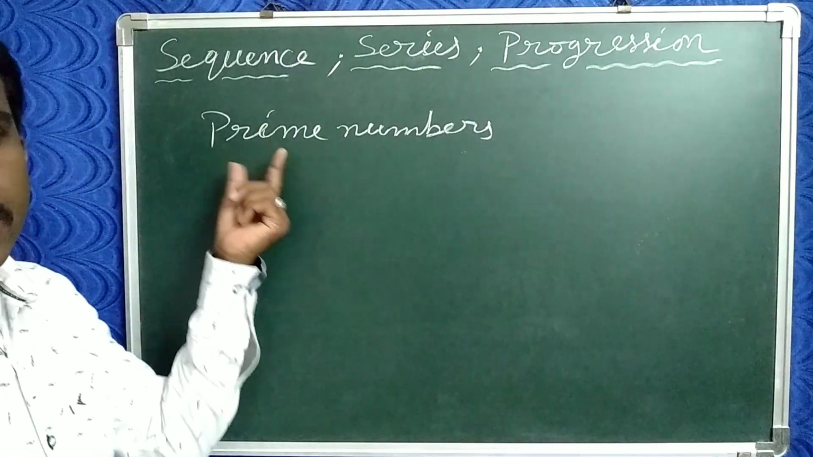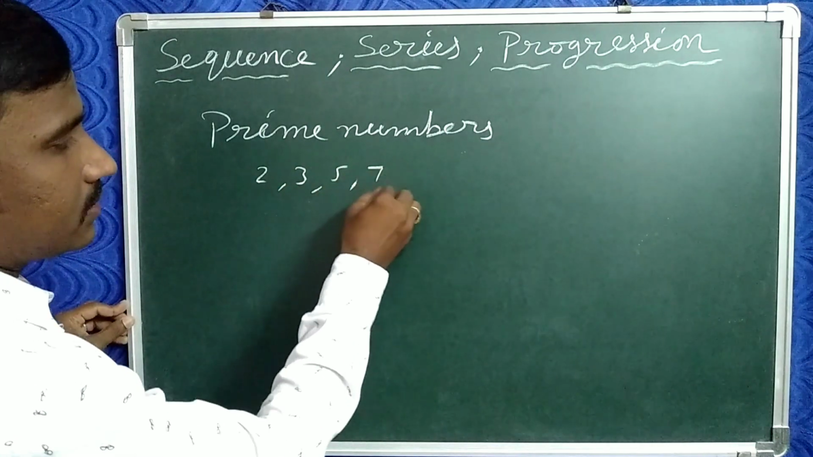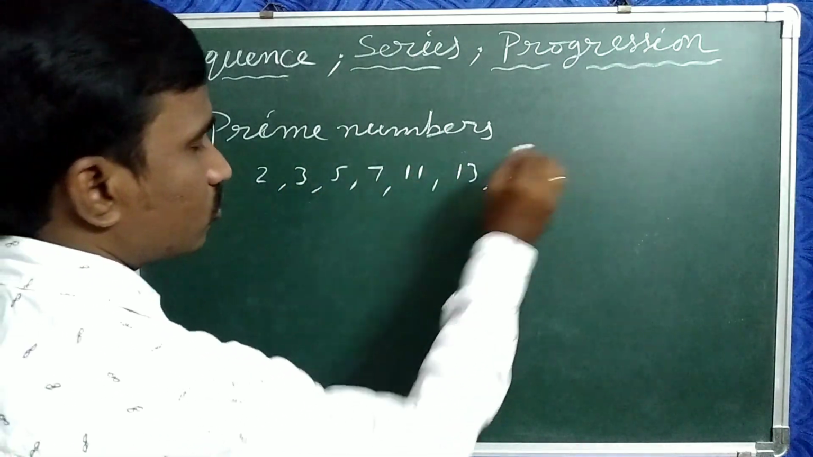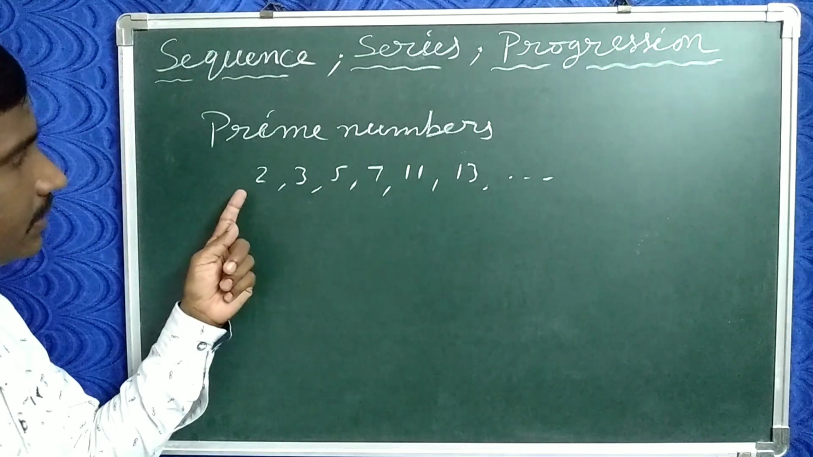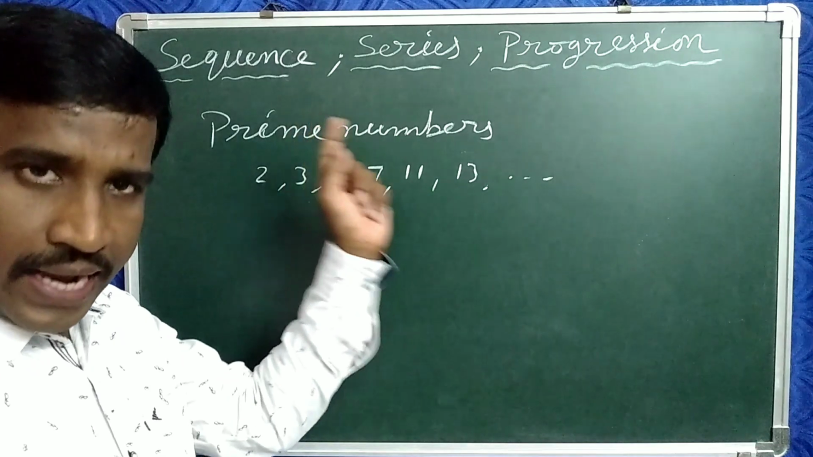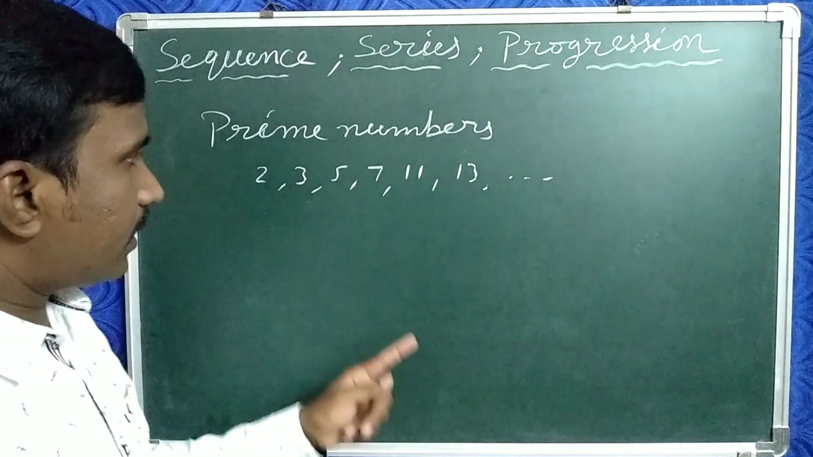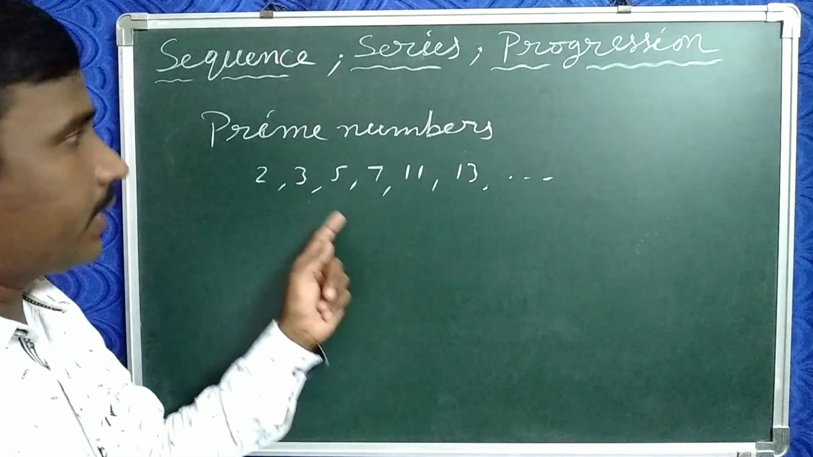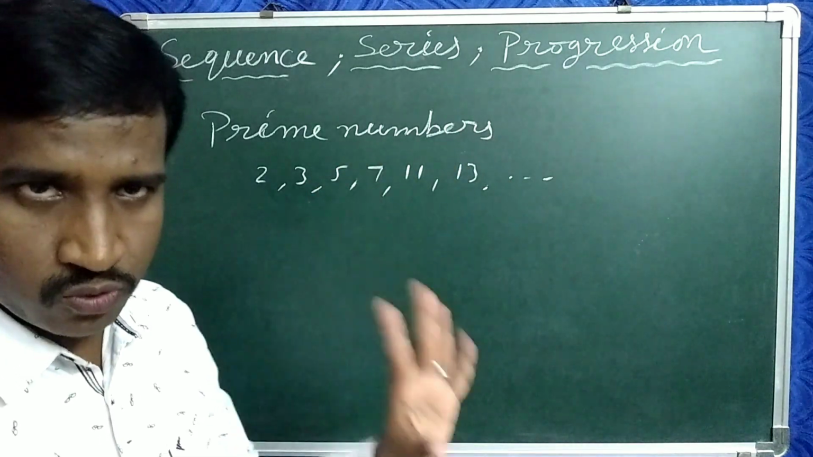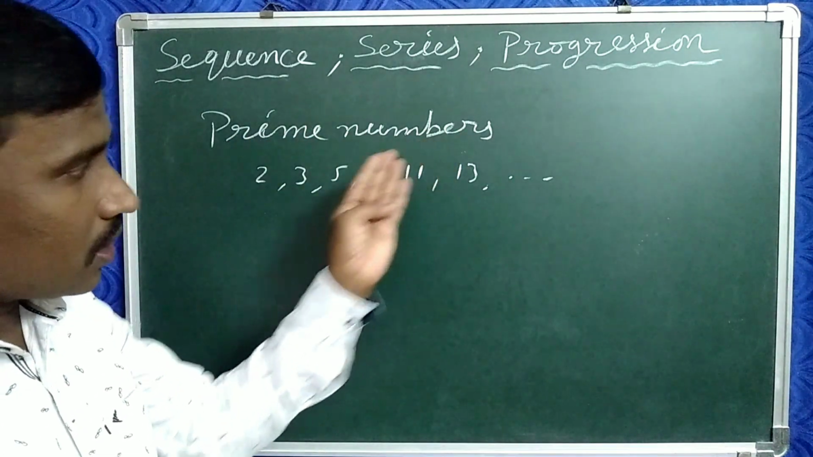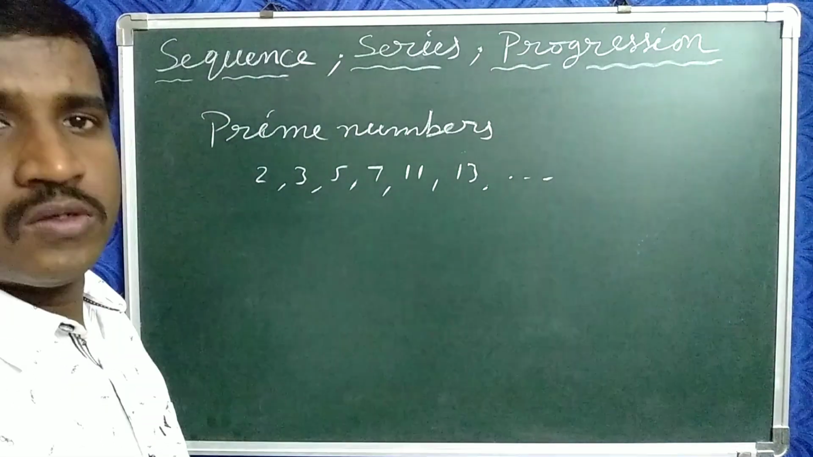Suppose we write the set of prime numbers. Prime numbers means 2, 3, 5, 7, 11, 13, and so on. These are also an arrangement of numbers. But these prime numbers cannot be expressed as a general form of any polynomial or any term. That's why these are not a sequence, but just an arrangement of numbers only. So the set of prime numbers is not a sequence, it is only an arrangement of numbers.